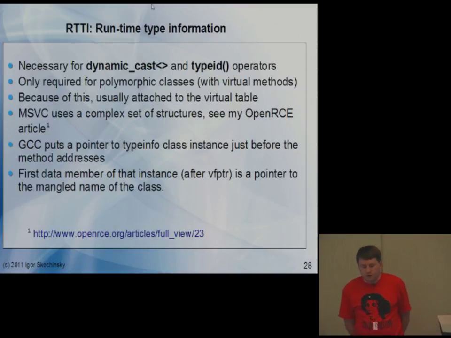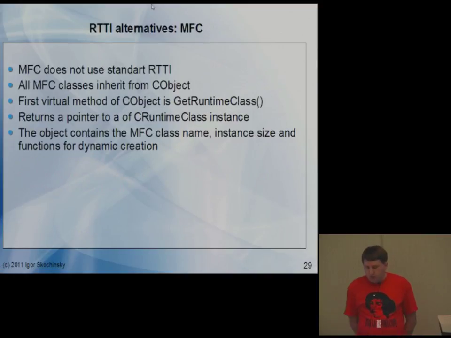GCC does it a bit differently. It puts the actual typeinfo instance as a pointer. Typeinfo is a class which is returned by the typeid operator. And one of the things this typeinfo class has is the mangled name of the class. So basically, if the program uses RTTI, you can recover the class names for every polymorphic class. So it's quite helpful in many cases. There are also some C++ frameworks which do not use standard RTTI, but use something similar. It can also be useful when reverse engineering to recover types, names, sizes, and inheritance.